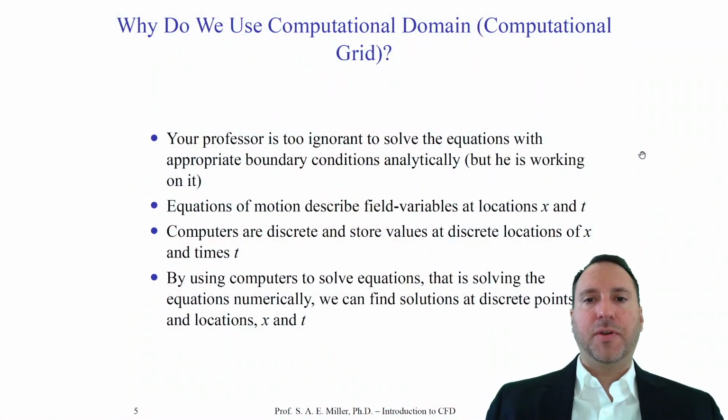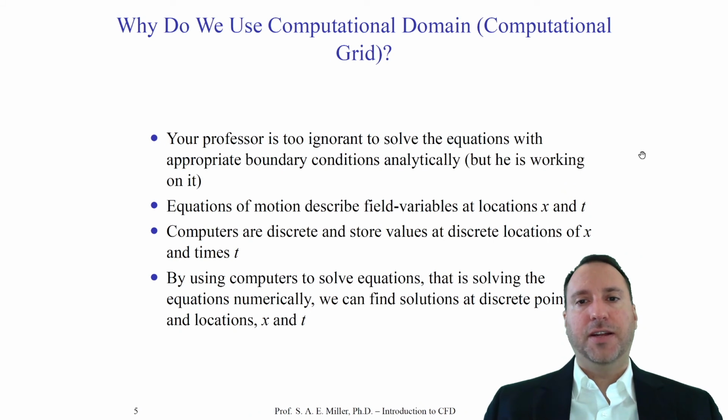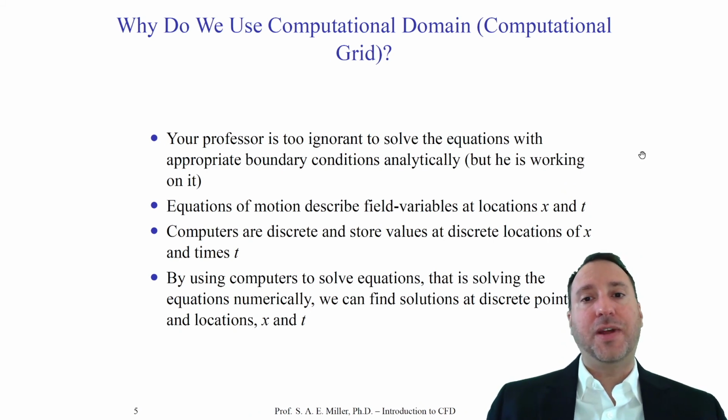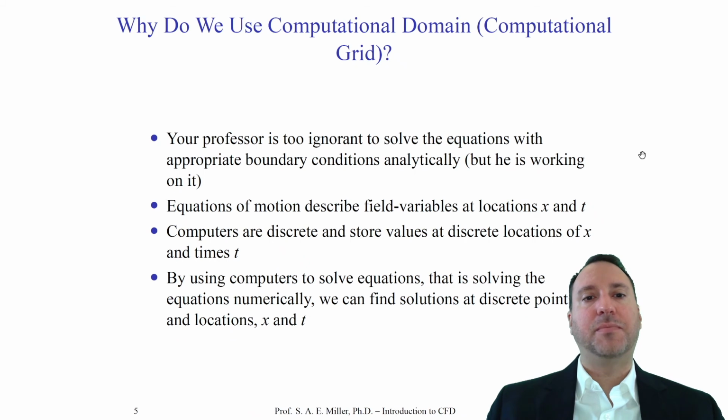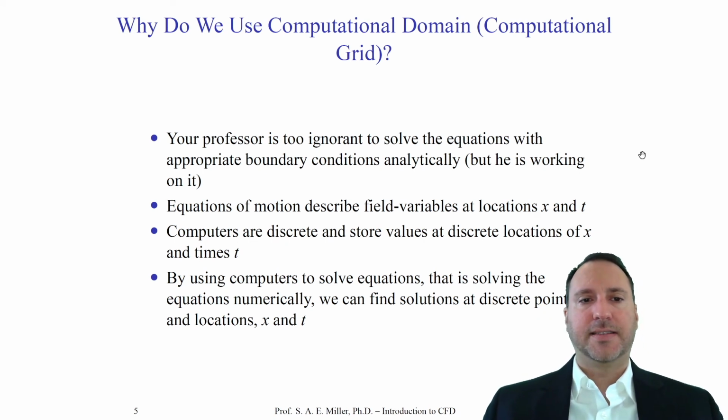One might ask, why do we use a computational domain or a computational grid? Well, it all goes back to the very first point that generally people are not able to solve these equations, that is the Navier-Stokes equations with appropriate boundary conditions, analytically. You might say that your professor is too ignorant to solve the equations himself, and perhaps one day you might find some new analytical solutions so we can become less reliant on CFD. Or perhaps there's a totally new technique that nobody's thought of before. Your creativity here would change and revolutionize science.